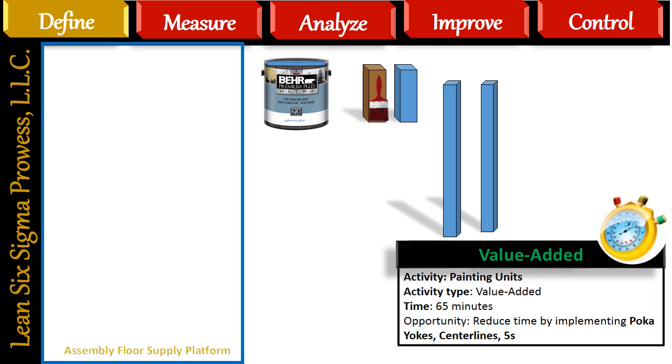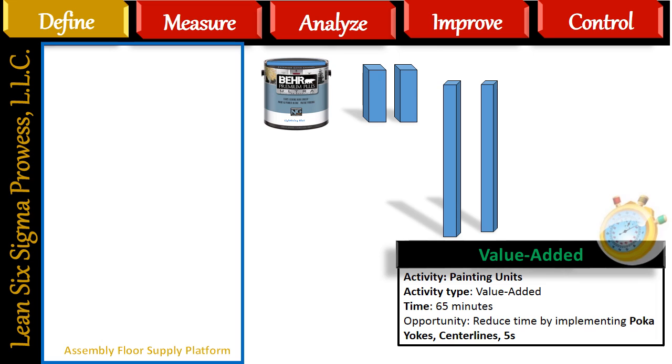Painting units is a value-added activity because it changes raw ingredients into finished products. Even though it is a value-added step, if the step accounts for a large portion of the total process time, all of the sub-steps of this activity should be analyzed for possible improvement opportunities.